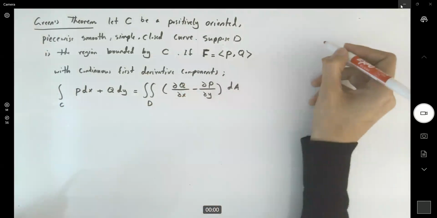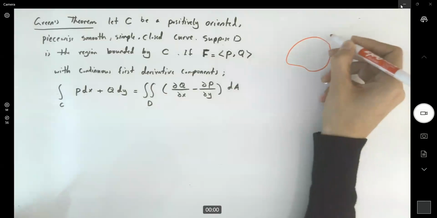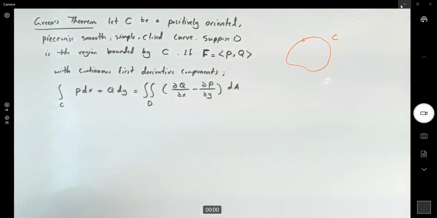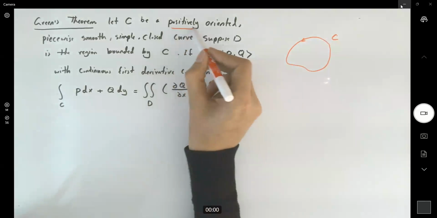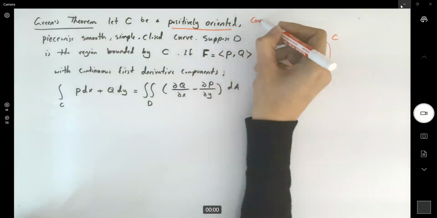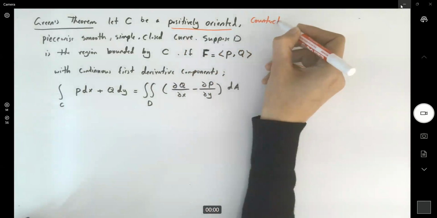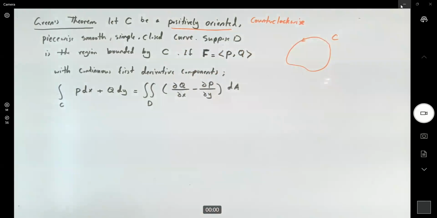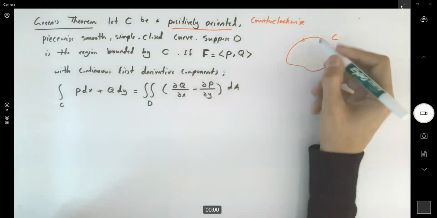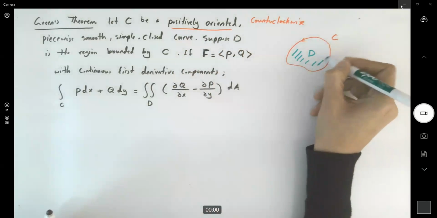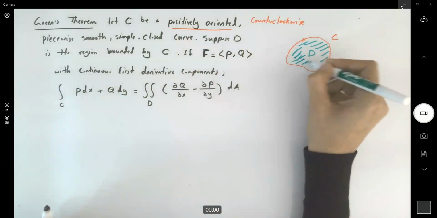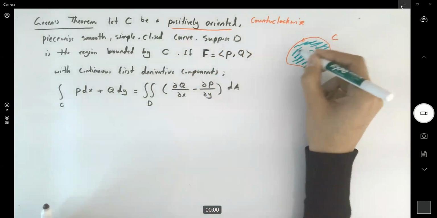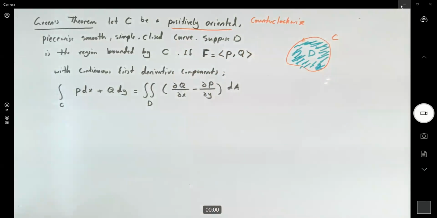So here you have a positively oriented curve like C. Positively oriented means that you have counterclockwise orientation. And here you have the region D, which is the region bounded by this closed, simple, smooth curve. Very good.